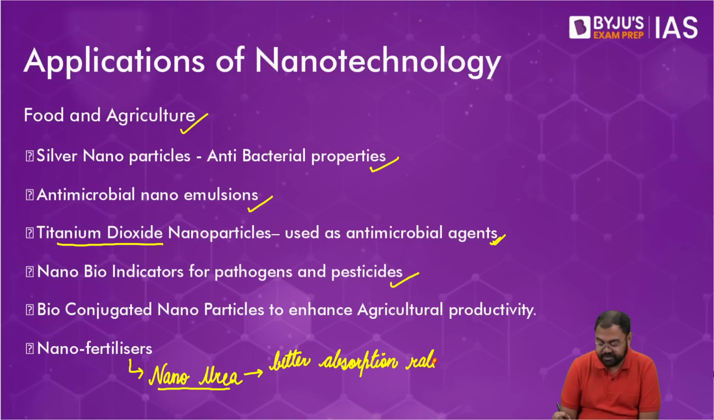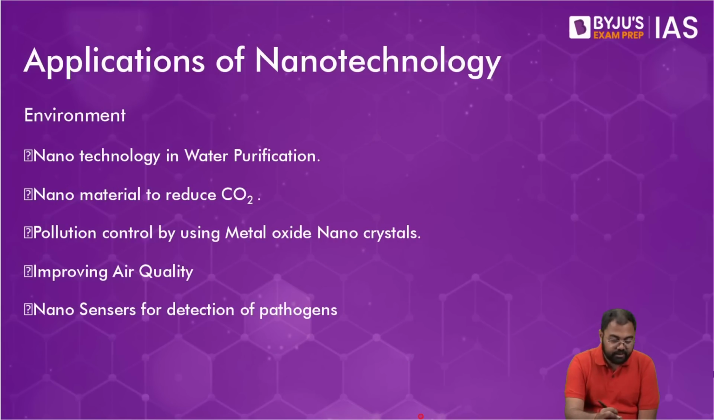Better absorption rate. So that's why its efficiency as a fertilizer is better as compared to the normal fertilizers that we have been using. So there also we see that it actually can become very, very useful. Then in the environment for water purification, we largely can use graphene here.